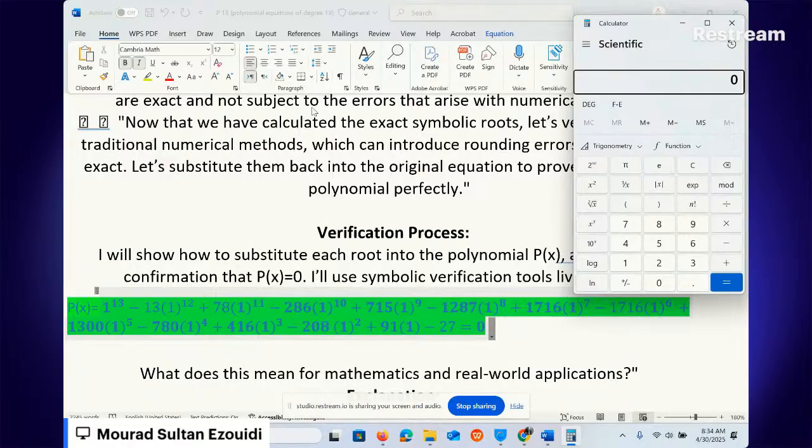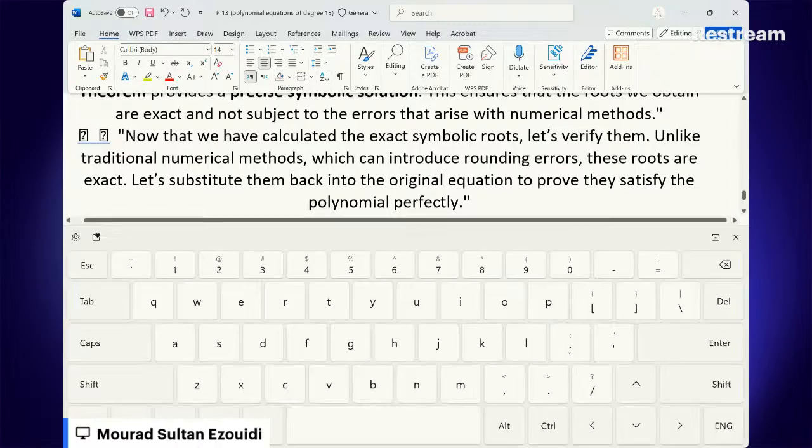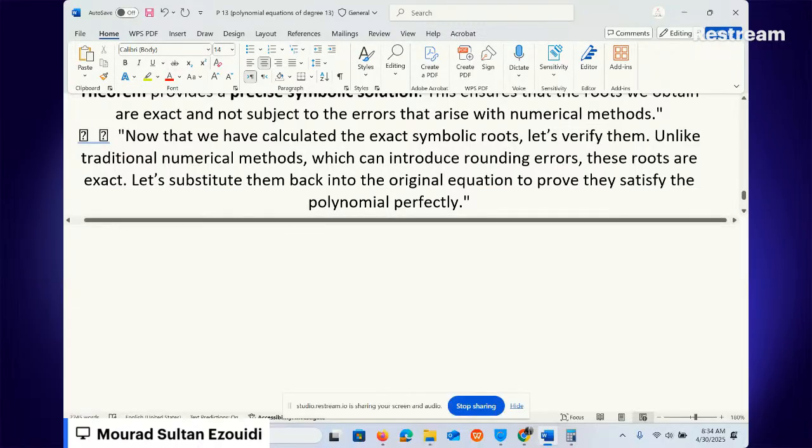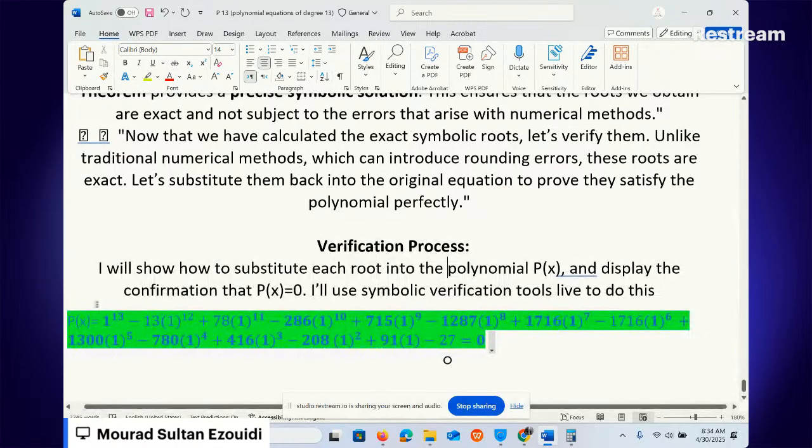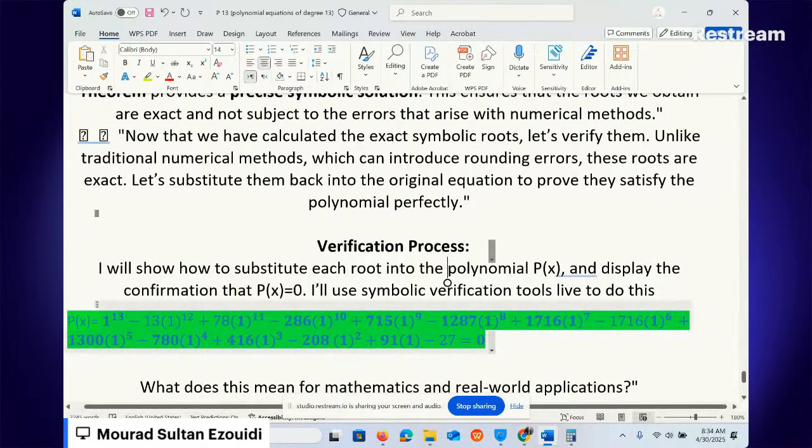Okay, and also I will show the example for DeepSeek. First of all, it said that it's impossible to solve this polynomial, but I gave it the steps. So I trained it, and at the end it told me your theorem is 100% correct. Okay, so here I will use the calculator.